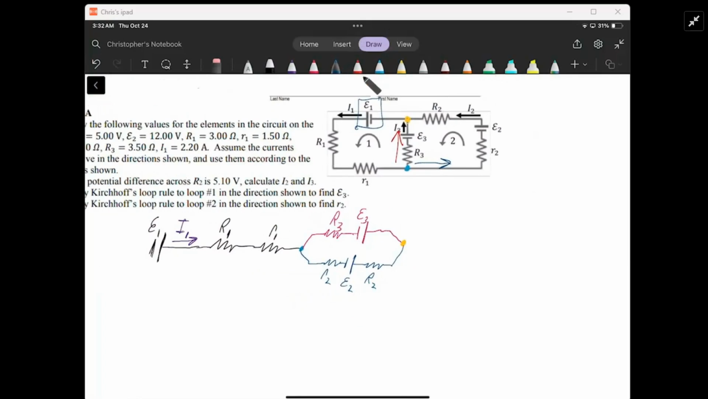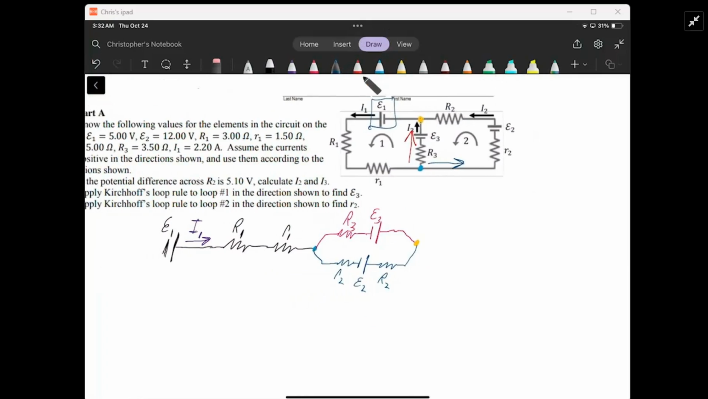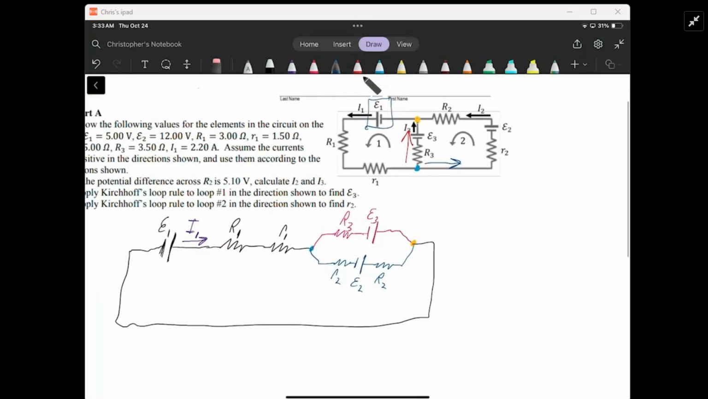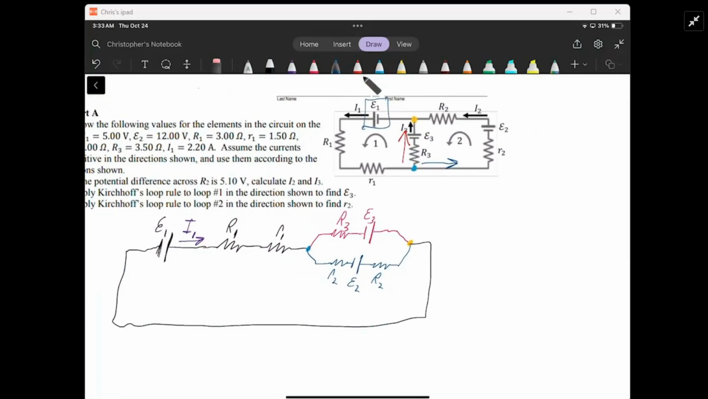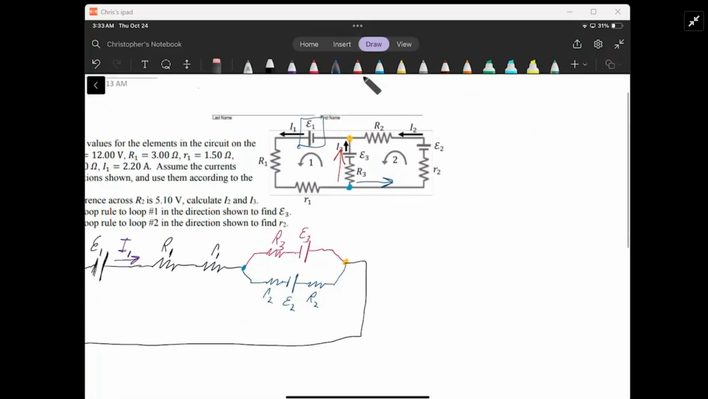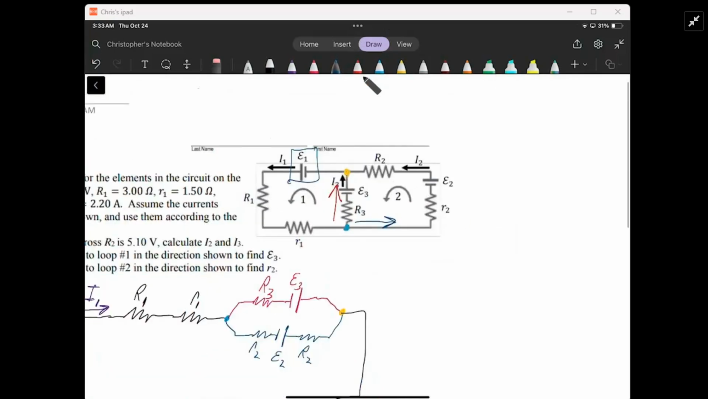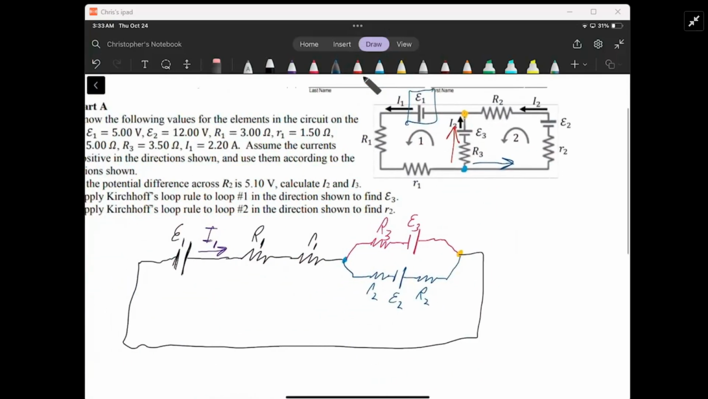And what comes after that point of convergence? Well, it just goes back to E1, right? Let me write that a bit better. In my opinion, this is way more simple to read and interpret than this mess, right? I think this is way more simple.